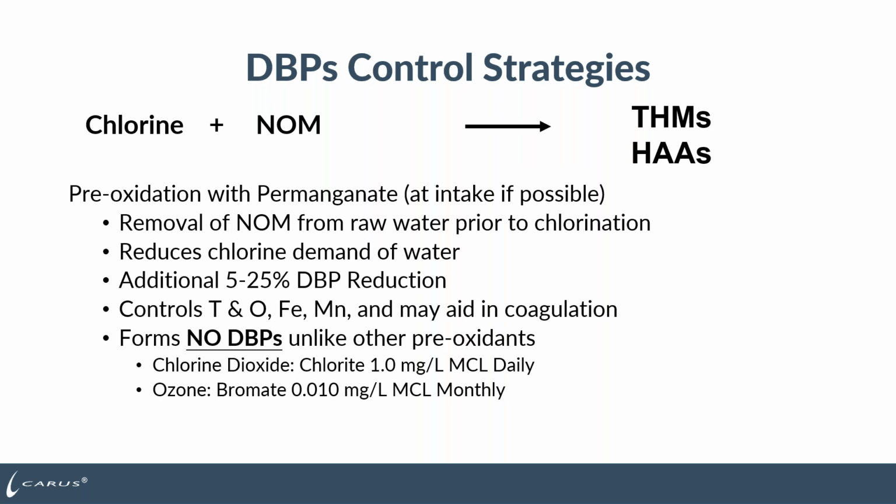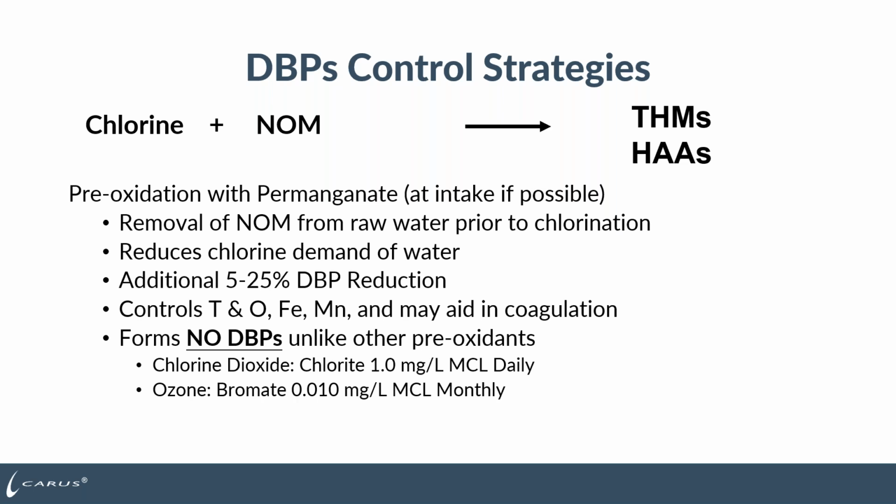Now, once you remove the chlorine from the front of the plant, you're going to have to do pre-oxidation at the front of the plant. Your options really are permanganate, chlorine dioxide, and ozone. Permanganate typically is applied at the raw water intake or at the rapid mix at the plant, but will react with that natural organic matter prior to chlorination. And then in your coagulation process, you can remove that TOC during that process.